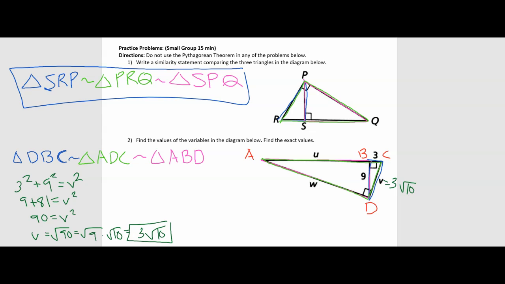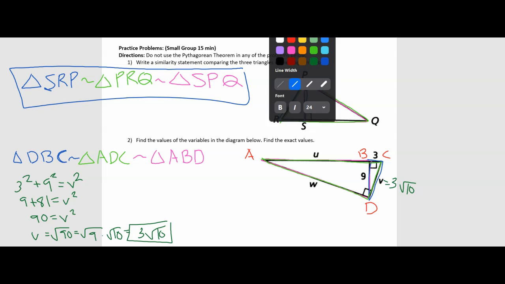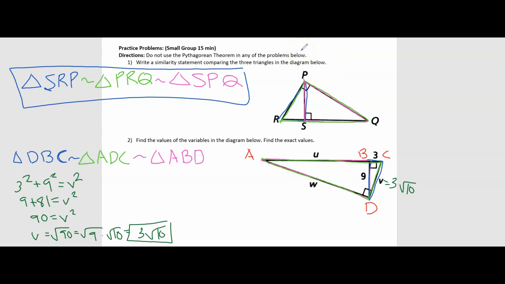Now let's see, what can I set up to find U and W? Well, I know all values of the blue triangle. So let's just write a ratio with the blue triangle. And I'll do it in blue to color coordinate. So for the blue triangle, two sides are 3 and 9.